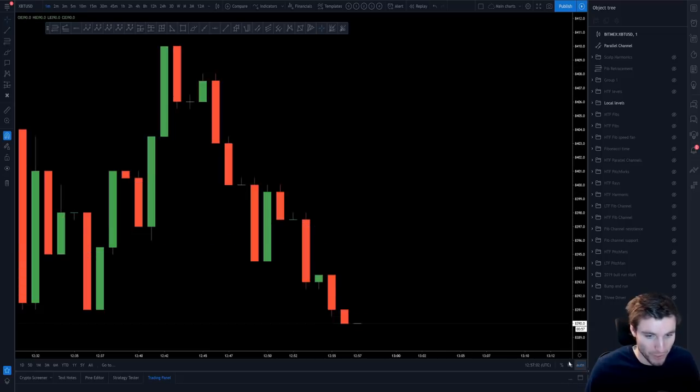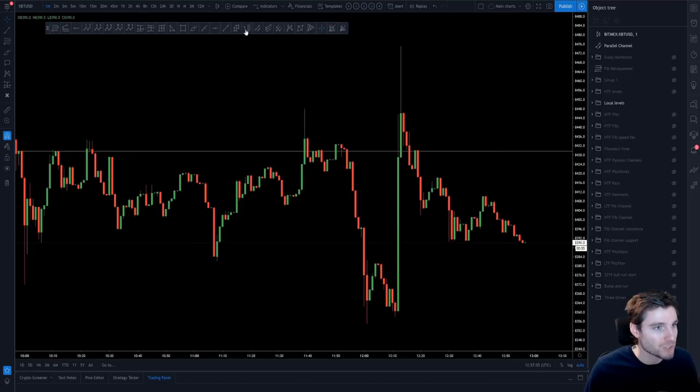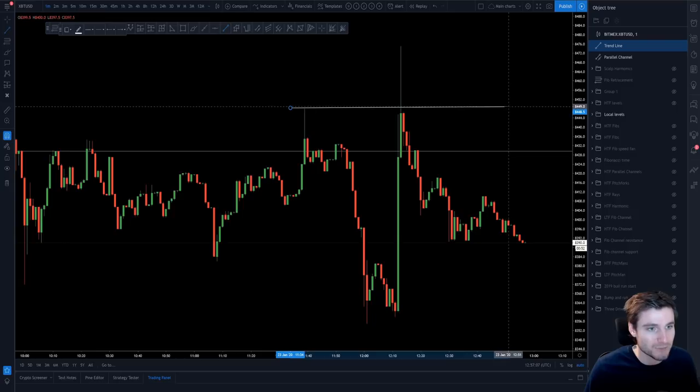And then we'll come down to the 1-minute chart. It was also a stop run of the last high. So we also stop ran the last high.